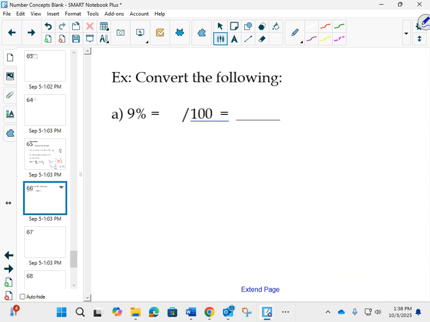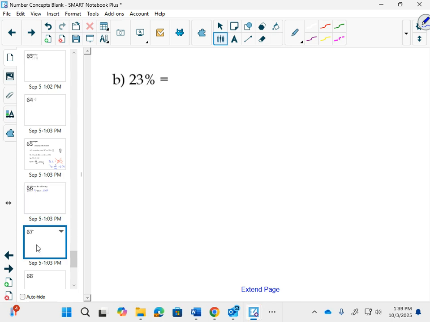Okay. So a couple questions. 9%. Again, this would be one that's a common mistake. People write 0.9. No. 9% is 9 over 100. So we have to go to our hundredths. 0.09. Try this one on your own. I'll put the answer up in a second.